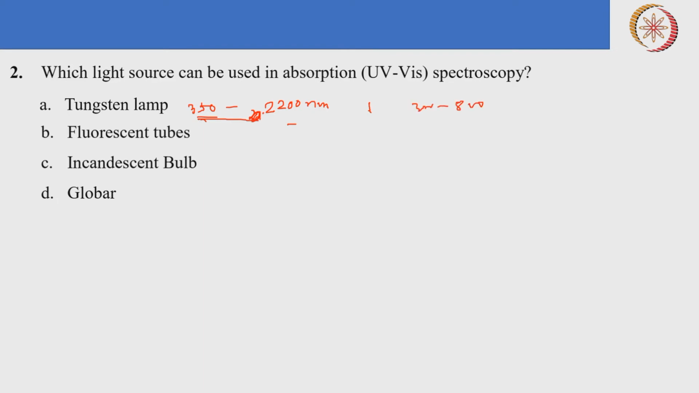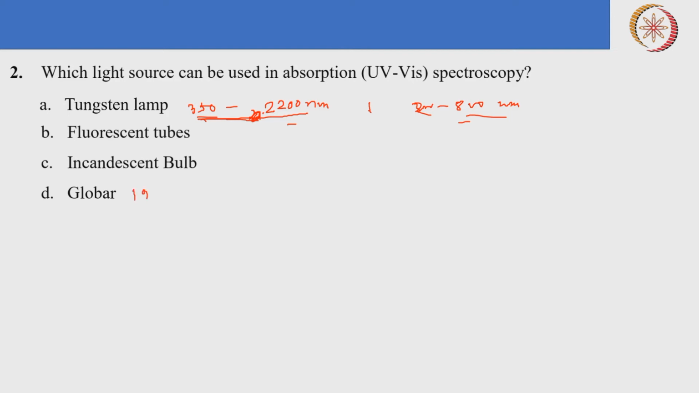After that we are using a monochromator. In this region, our UV visible range is 200 to 800 nanometer. So that is the UV visible range, and this range is covered by the tungsten lamp.